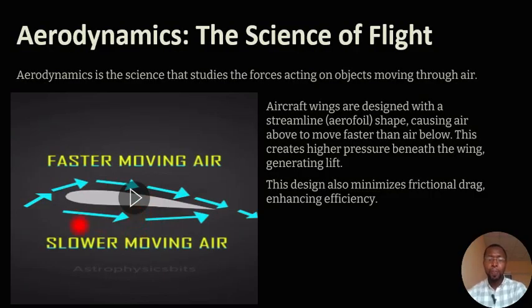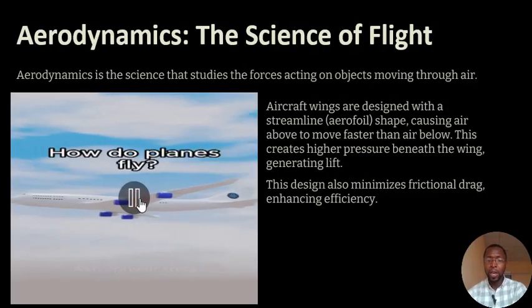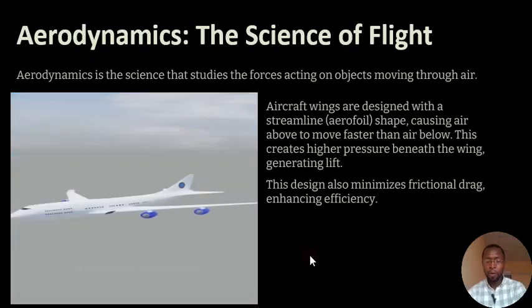The lower part of the wing of the plane is designed in a way that air moves slowly within it, and then that leads to high pressure within that area. And that high pressure is what pushes the wing of the plane upward, which by implication moves the aircraft too. And that's what this video is portraying. Okay, let's have a glimpse of it again.